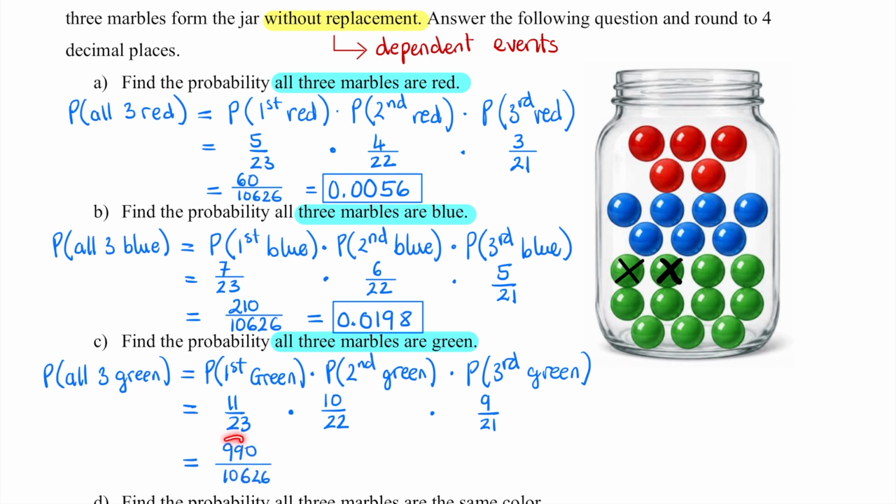And I get 990 over 10,626. And the question also asks for 4 decimal places. So I take 990 divided by 10,626. And I get 0.0932.